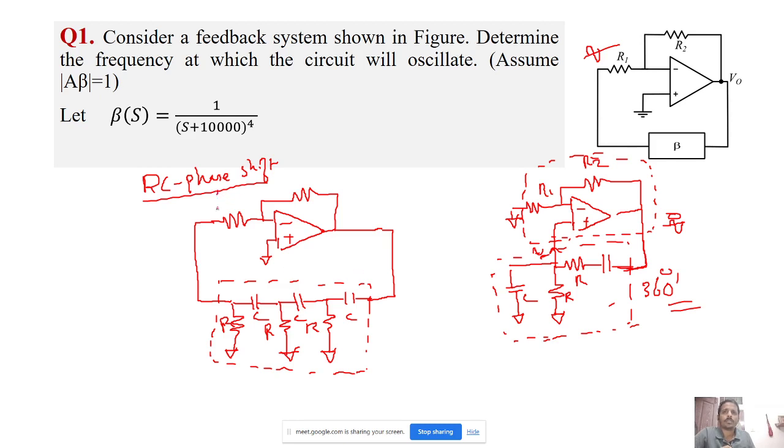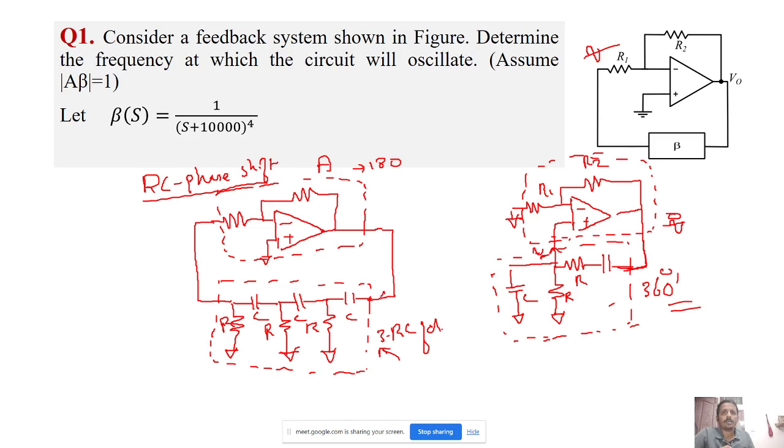this circuit is known as RC phase shift oscillator. Okay, so this is actually the forward path gain, A. This has a 180-degree phase shift, and this is given to an RC feedback circuit. Okay, so there are 3 RC feedback stages.